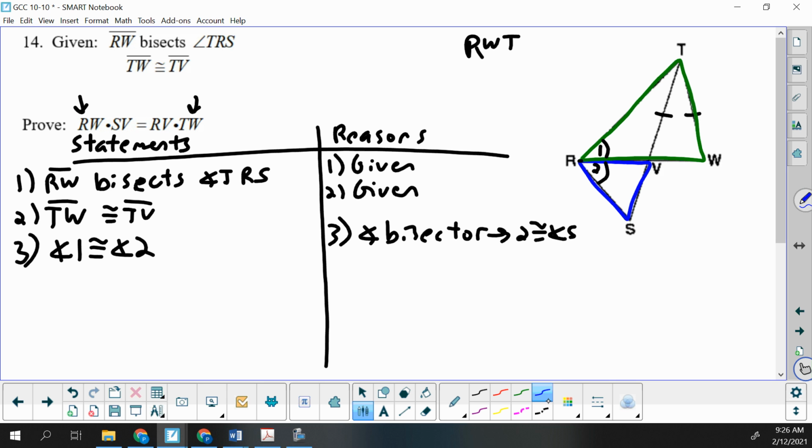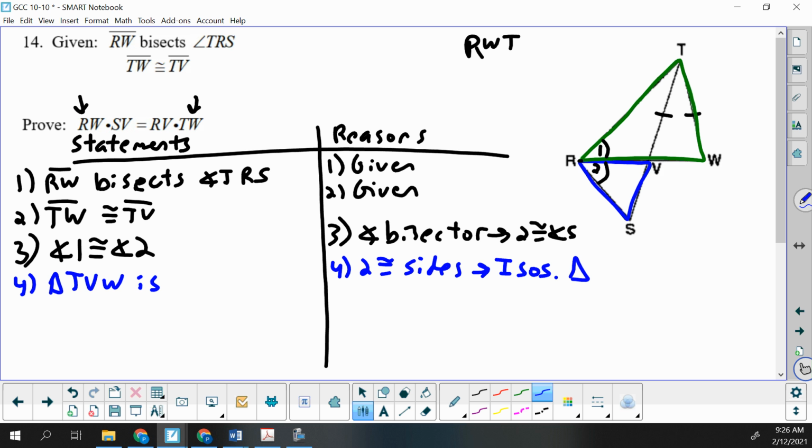Well, we got to think, why are they possibly giving us TW congruent to TV? Well, TW and TV are sides within triangle TVW. If you've got 2 congruent sides, you can say it's isosceles. So let's do 2 congruent sides imply isosceles triangle. And our statement will be triangle TVW is isosceles.